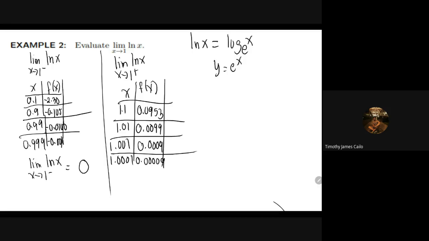And therefore, the limit of the natural logarithm as x approaches 1 from the right is equal to 0. Thus, the limit of the natural logarithm of x as x approaches 1 is equal to 0. It is approaching 0. Okay?